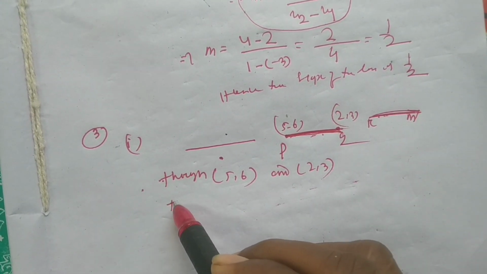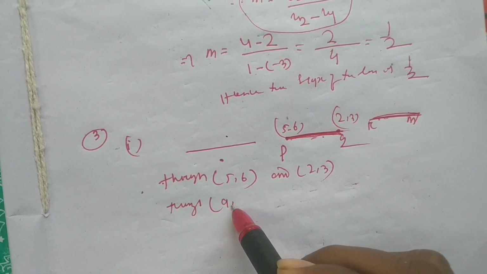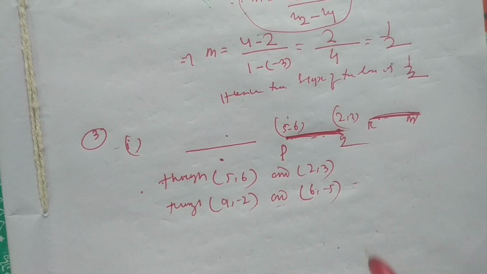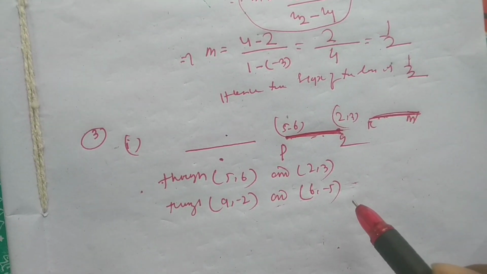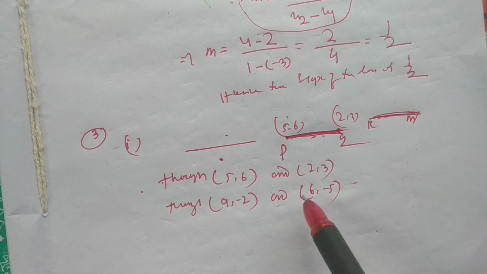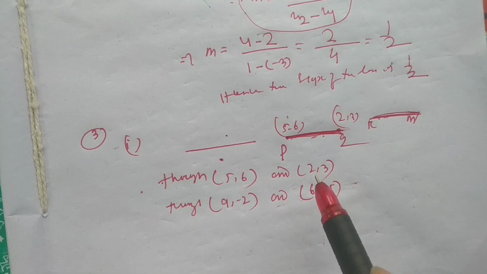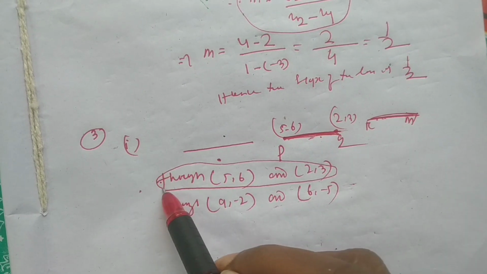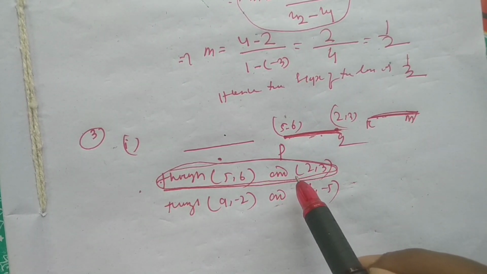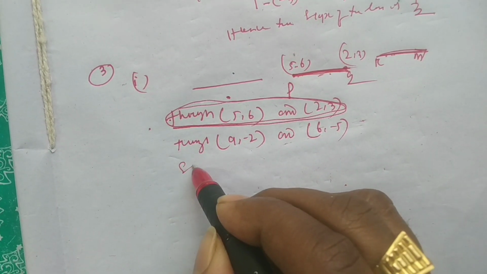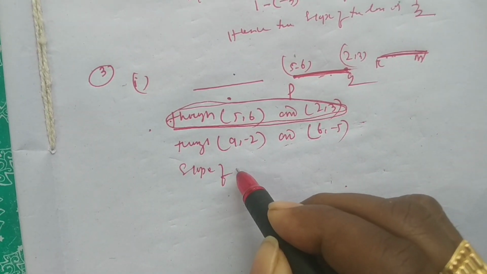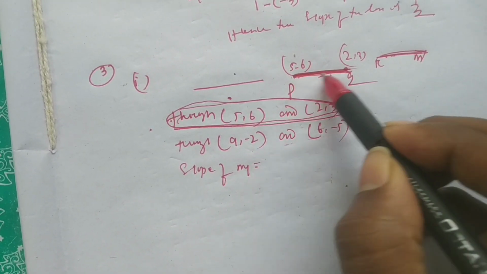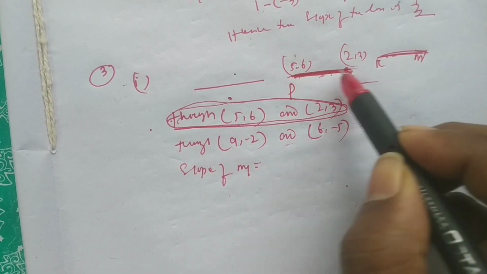And another line passes through 9, minus 2 and 6, minus 5. Two lines are given, each with 2 points. How will you find out? Firstly, we find the slope of the first line, M1. We will find what type of slope this line has.